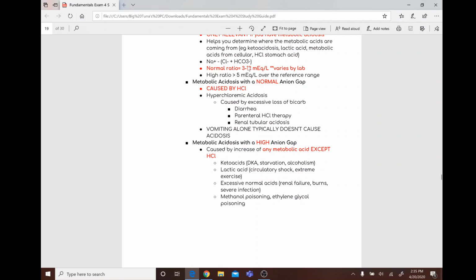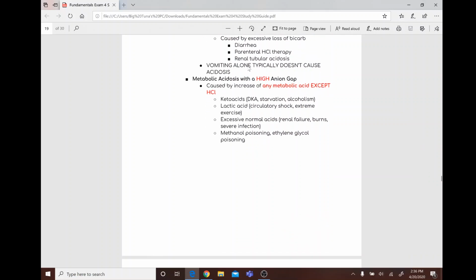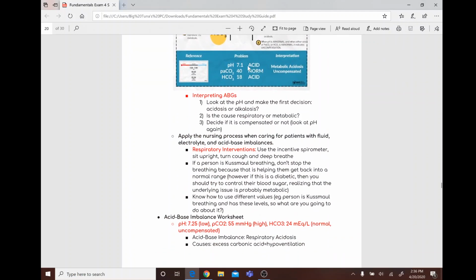What causes metabolic acidosis with a high anion gap? Caused by increase in any metabolic acid except HCl. What are some examples of this? Ketoacidosis like DKA, starvation, alcoholism, lactic acid, circulatory shock, and extreme exercise. Excessive normal acids of renal failure, burns, severe infection, and methanol poisoning, ethylene glycol poisoning.